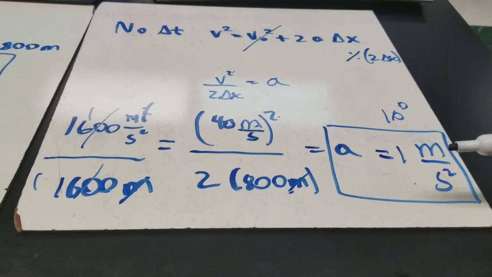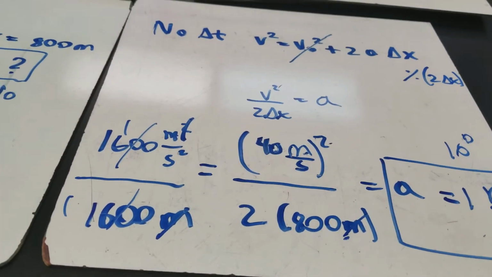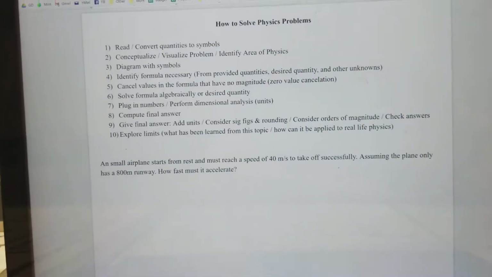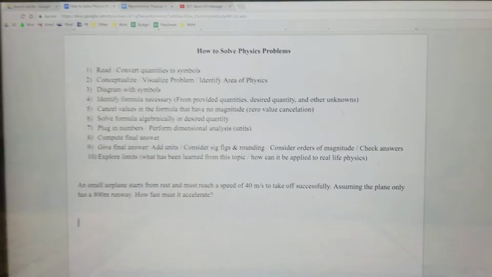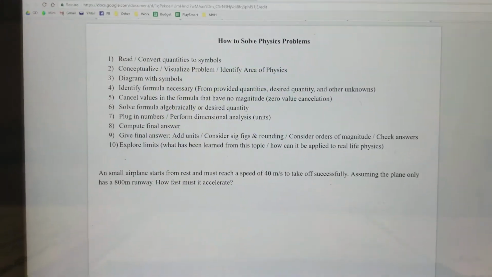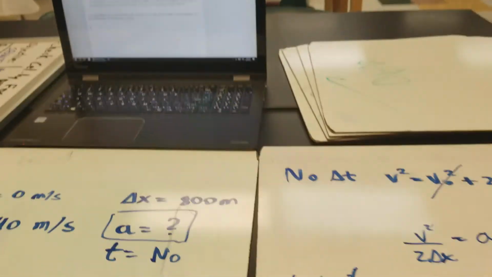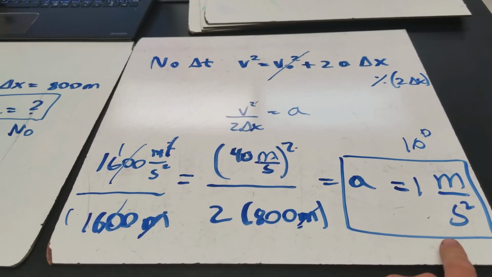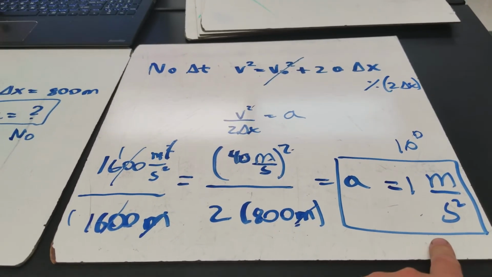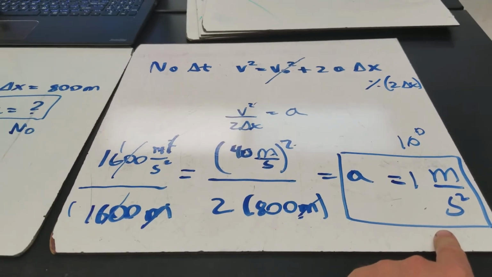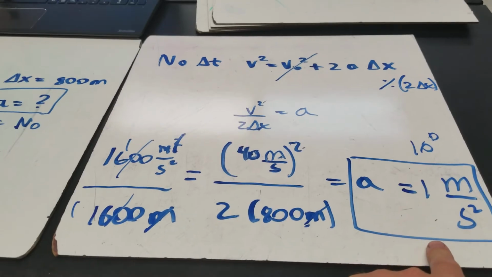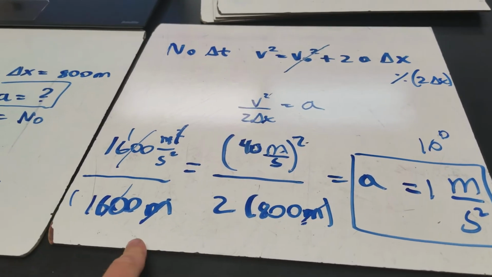I'm not going to do that in this video, but that's just basic math that you can probably learn in the math class, hopefully. The last thing that we can do is explore limits and think about what we have learned from this problem and how it can be applied to real life. And I always like to take a moment to do that when I'm done solving a physics problem. So, one thing that I can think of is that this means that small planes don't need a lot of space to take off, right? Those small planes can actually do it in small airports. But if this was a larger plane, I would probably have a problem with that. So that's what explore limits means.